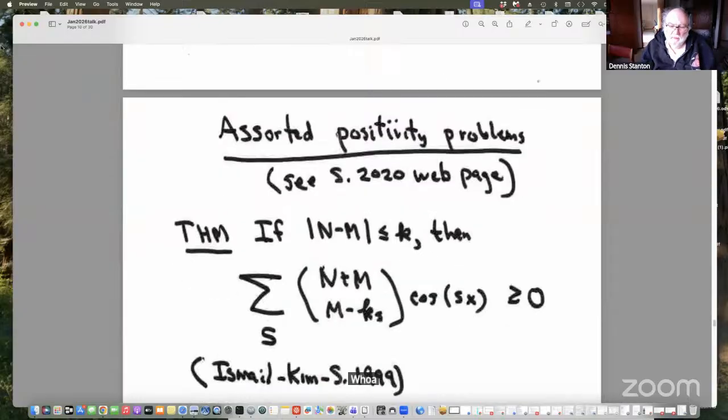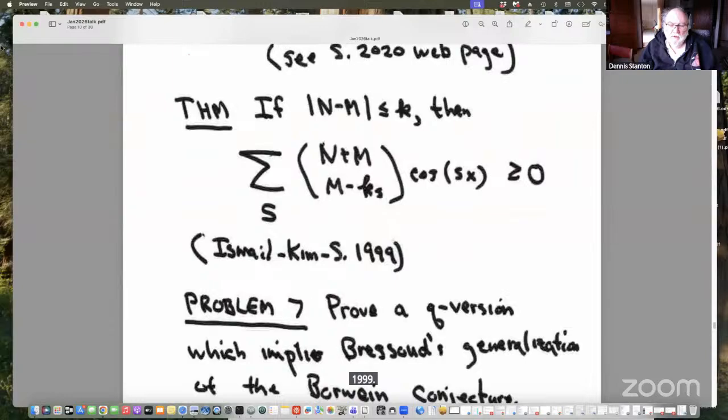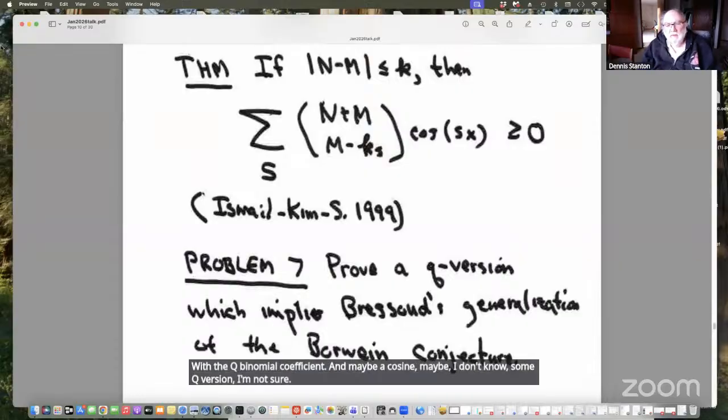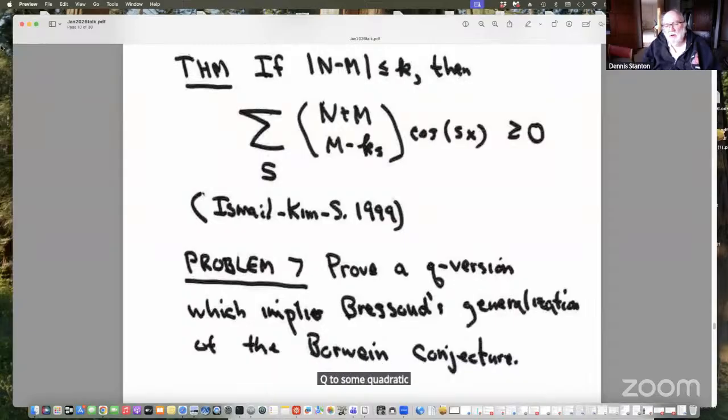Well, so this theorem occurs in this paper with Dong-Soo Kim and Morad, 1999. What I want is a q version of this, with a q binomial coefficient and maybe a cosine, maybe, I don't know, some q version, I'm not sure. q to some quadratic power. And I'd like when x equals pi for this positivity to be positivity as polynomials in q.